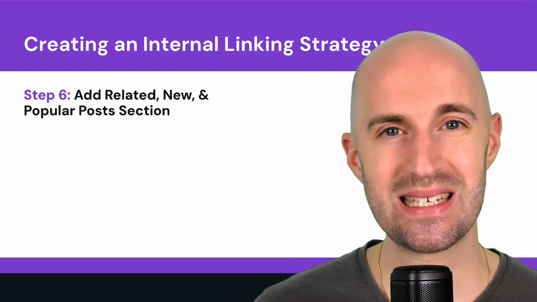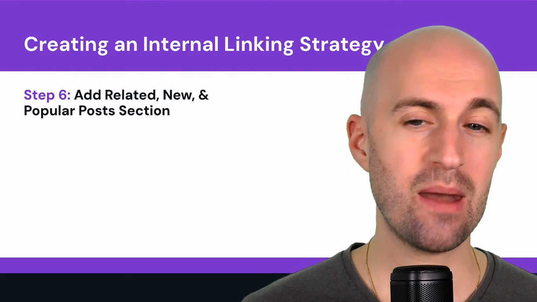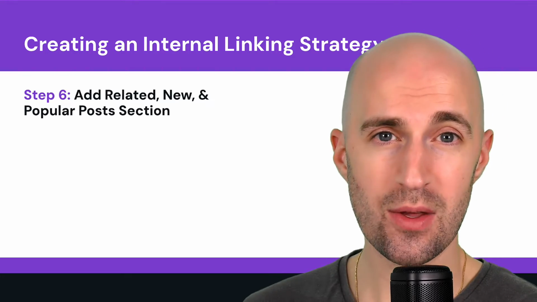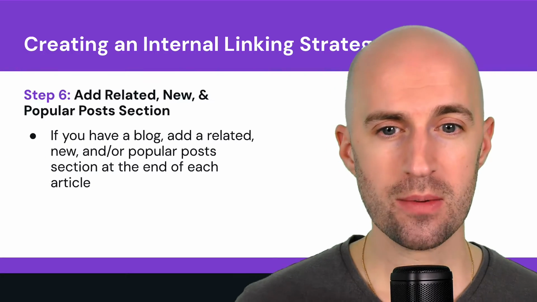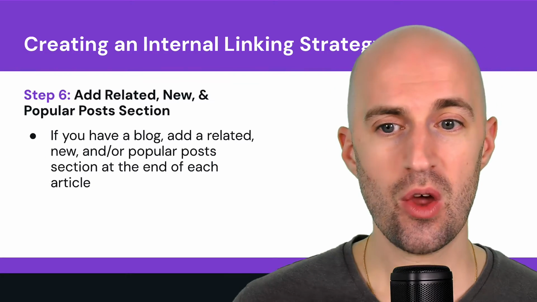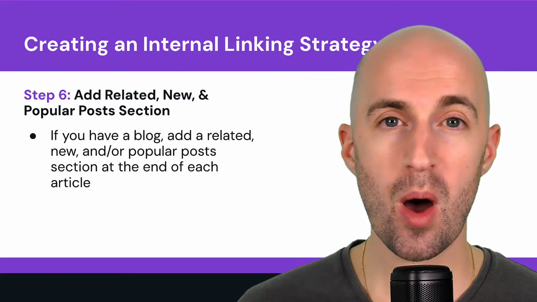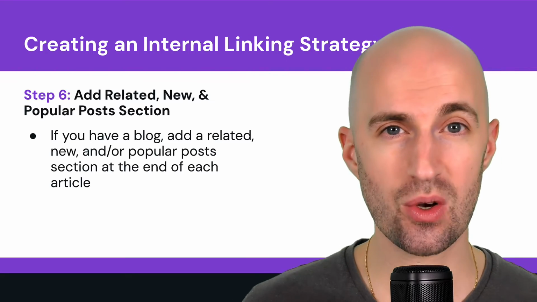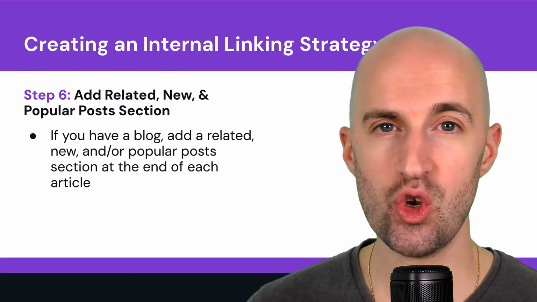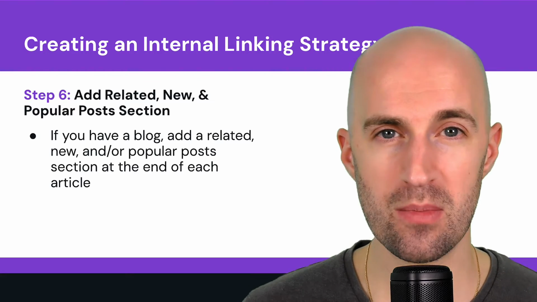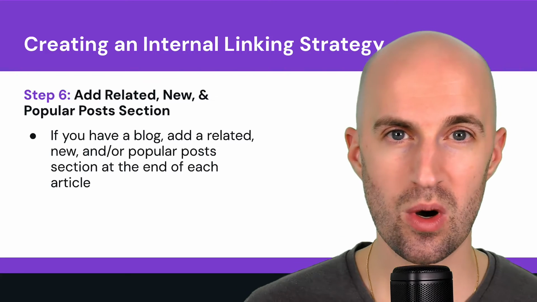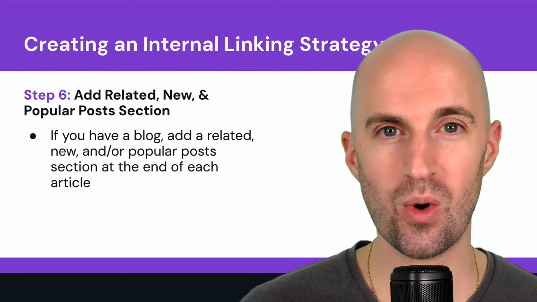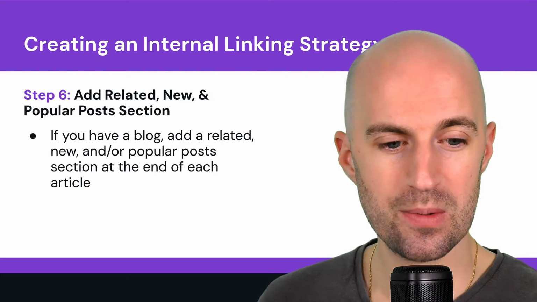Step 6 is to add a related, new, and popular post section. So this is another way to enhance internal linking. So if you have a blog, make sure to add a related or new posts or popular post section at the end of each article at the bottom. You've seen this a lot on news sites where at the bottom it recommends 2, 3, or 4 different related articles, or the current popular ones or the newest ones, for example.